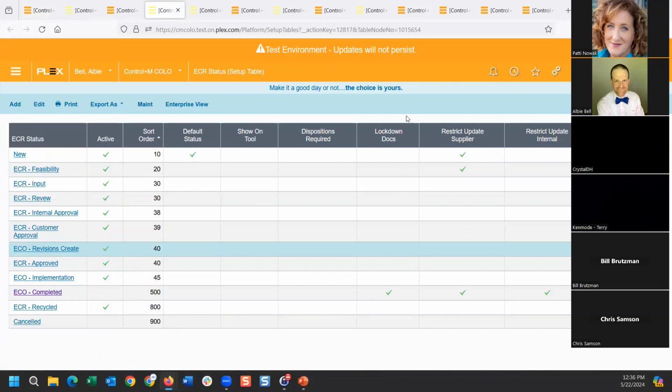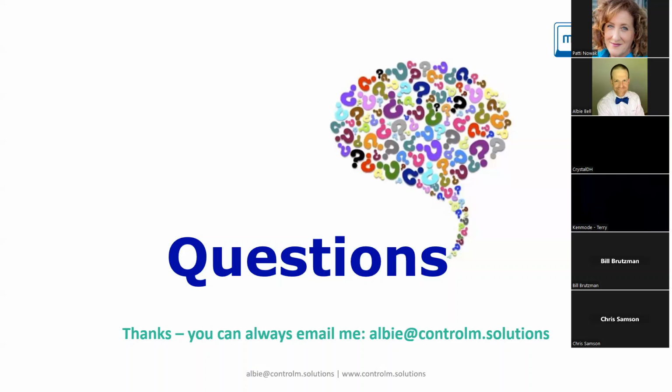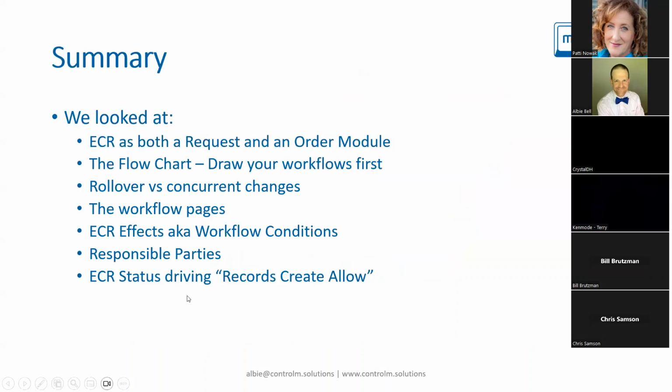And then on the completed side, the lockdown docs, restrict supplier update, restrict internal updates. You can be supplier enabled with workflow as well on that side. So that is the list of what we've gone through in summary.